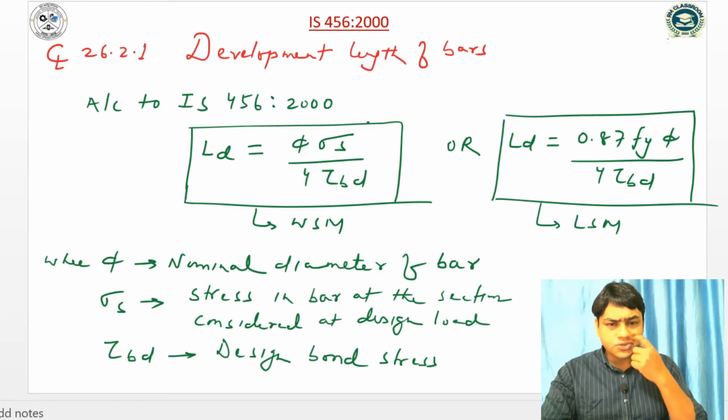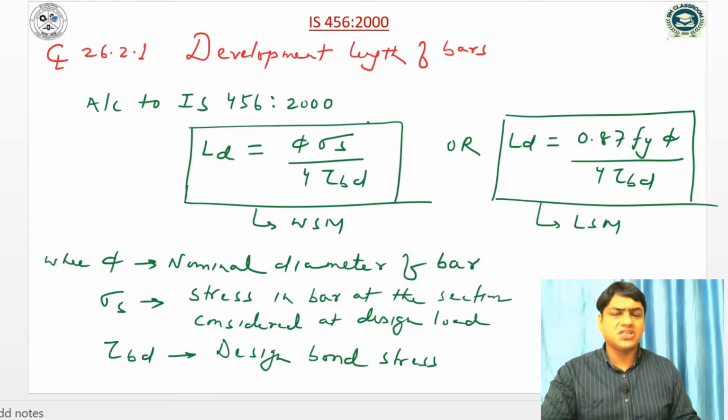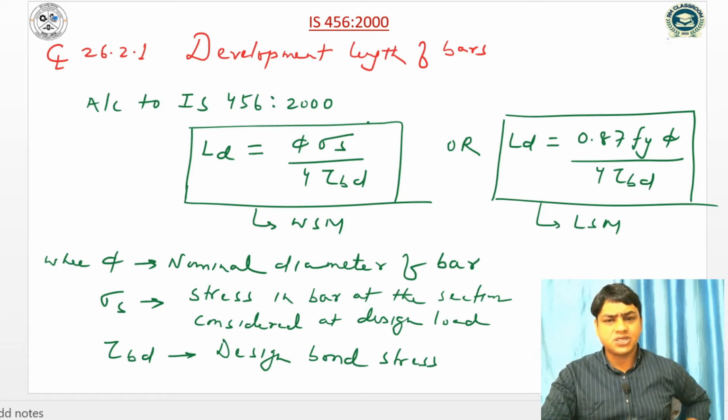So now I am going to discuss the development length of a bar. The code suggests that the expression of development length is phi sigma s divided by 4 tau bd, where phi is the nominal diameter of the bar, sigma s is the stress in the bar at the section considered at the design load, and tau bd is the design bond stress that depends on the grade of concrete.